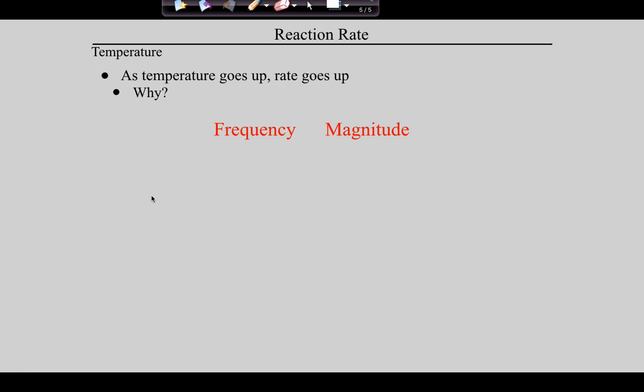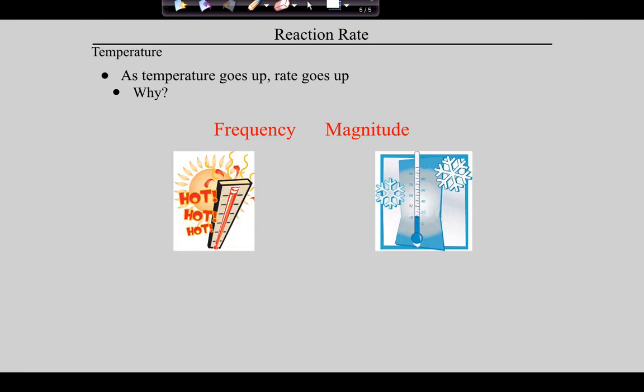But it may not be both. So guys, once you've written down the words frequency and magnitude, stop writing and let's talk about this. The question that we're asking is this: why do hot reactions go faster? And guys, the answer has got to be either the frequency of the collisions or the magnitude of the collisions. To figure out which it is, you need to know the difference between hot and cold.